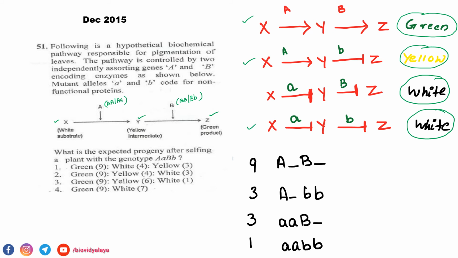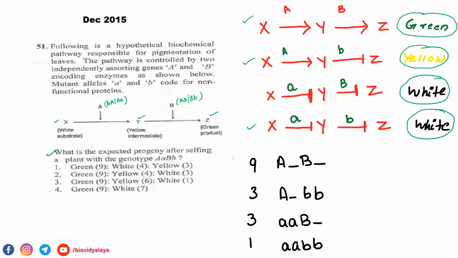So if both the dominant forms of the genes A and B are present, then the leaf color will become green. If the dominant form of gene A is present but the dominant form of the gene B is absent, then we will get yellow color leaf. If the dominant form of gene A is absent but the dominant form of the gene B is present, then we will get white color leaf. If both the dominant forms of A and B are absent, then also we will get white color leaves.